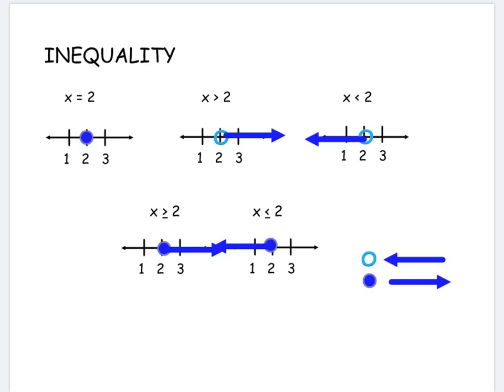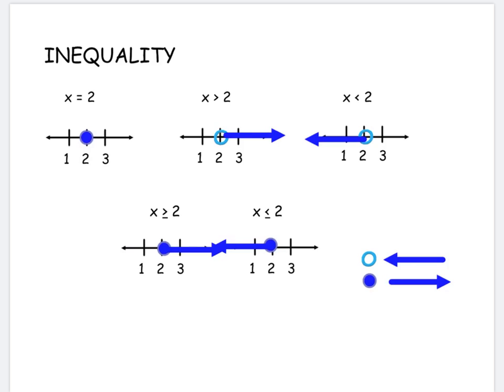Then you see the graphs using the inequality symbols: greater than, less than, greater than or equal to, or less than or equal to. When you have a greater than or a less than symbol, the circle that you put on top of the number that's in your inequality solution is open, because that is not part of the solution.